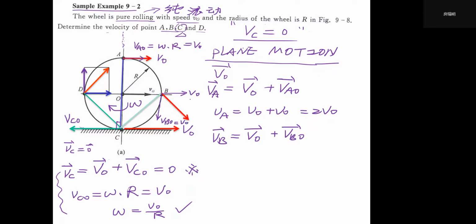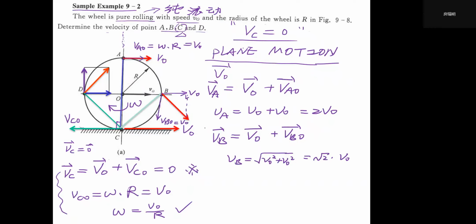It also equals omega times R, so it also equals V0. So you can find we got a right triangle, and this red line is VB. So the magnitude of VB will equal square root of V0 squared plus another V0 squared, which equals square root 2 V0. In that case, can you understand?